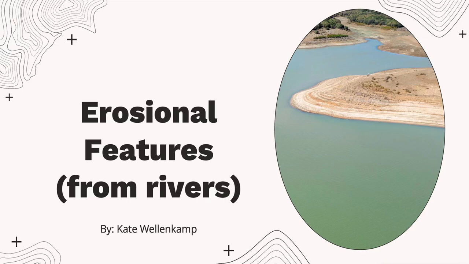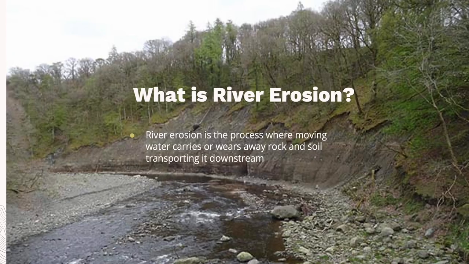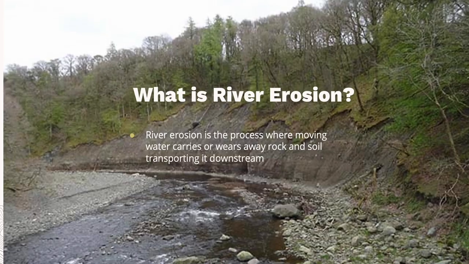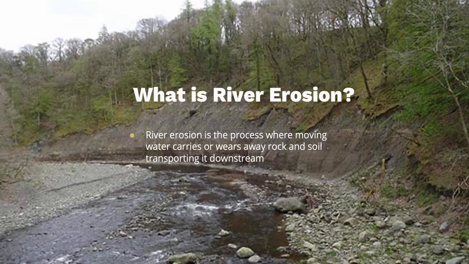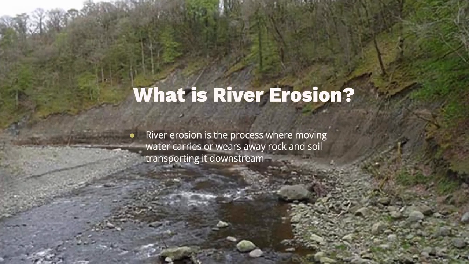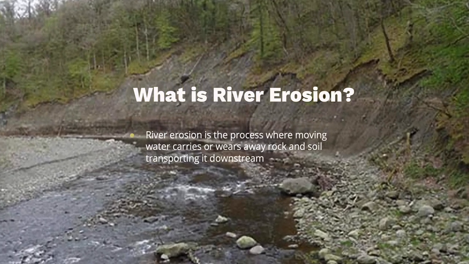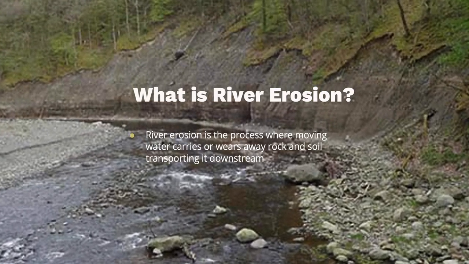So today we're going to be talking about erosional features, but more specifically from rivers. What is river erosion? River erosion is the process where moving water carries or wears away rock and soil, transporting it downstream. Rivers might seem calm, but over time they're powerful enough to carve valleys, shape landscapes, and completely transform the earth through erosion.